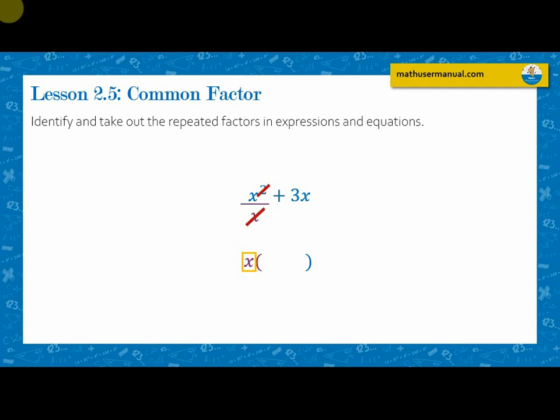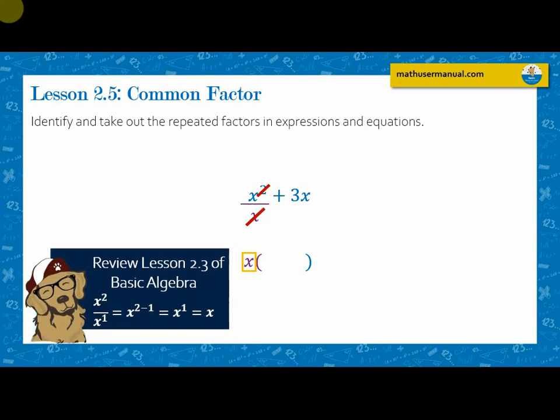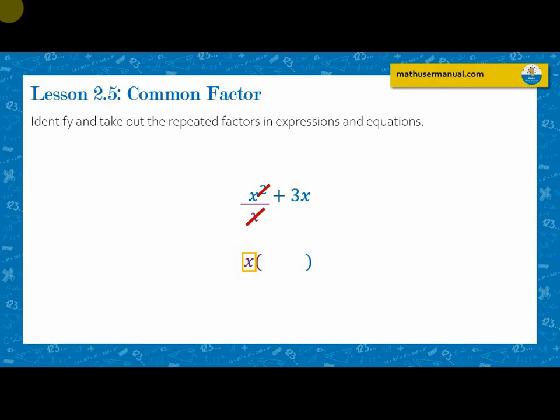One of the x's cancels, and we can review this from lesson 2.3 in basic algebra. This will be x squared divided by x to the power of 1, which is x to the 2 minus 1, which is x to the 1, but we never write the exponent when it is to the 1. So this is just an x. So we put just an x inside of the parenthesis.